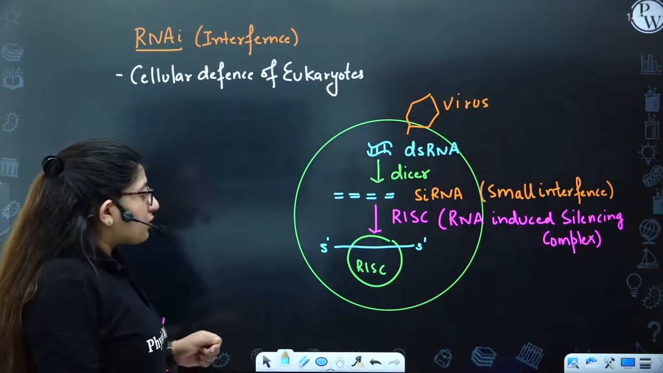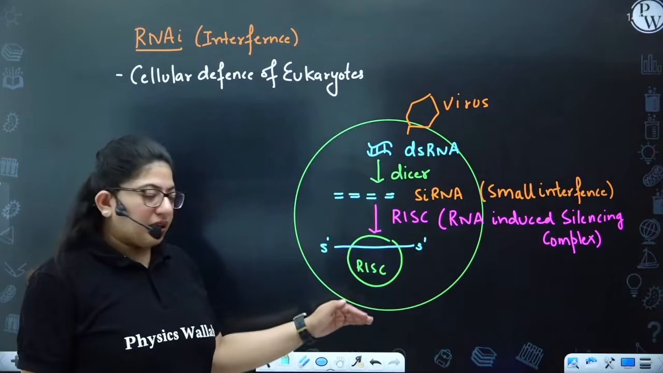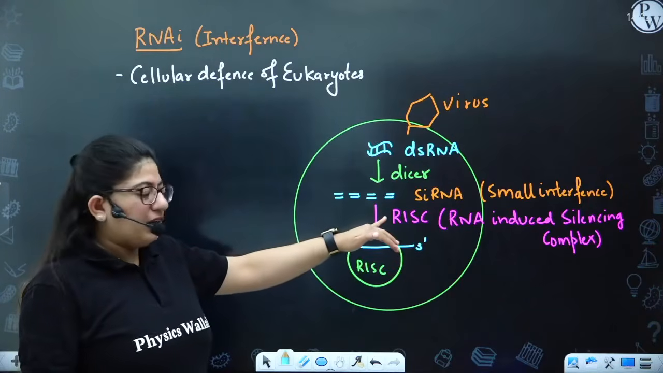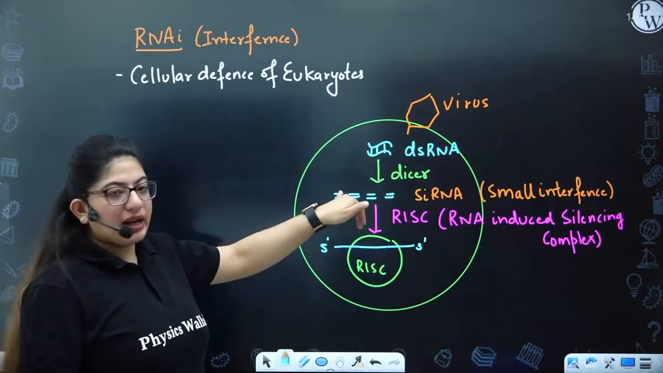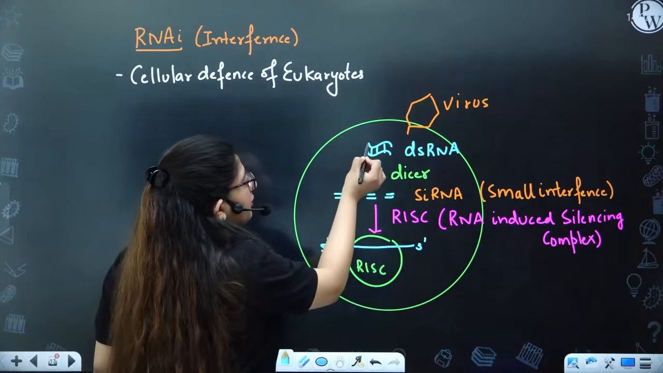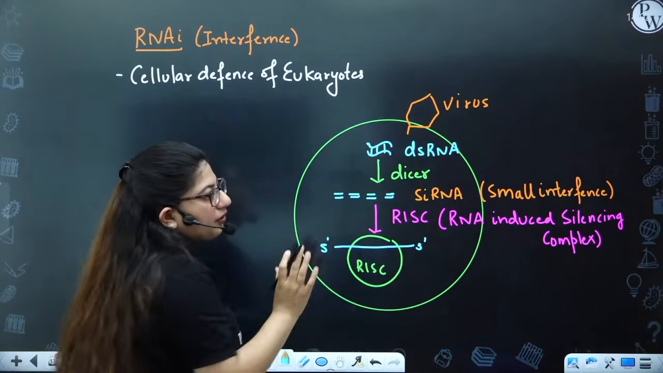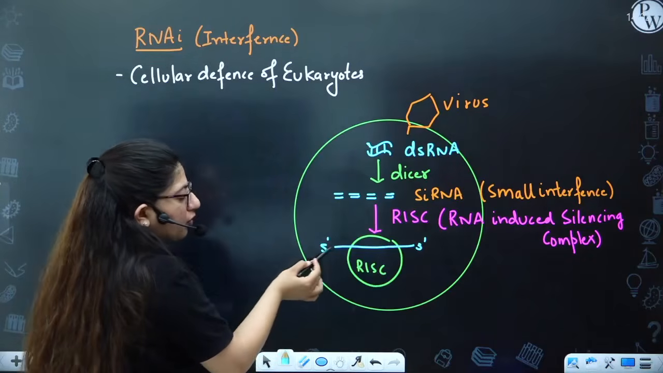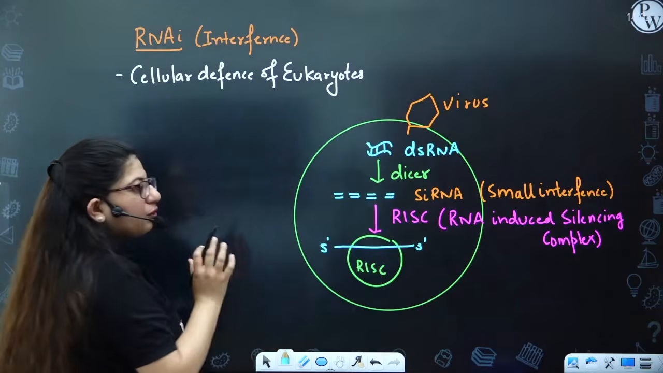Similarly, RISC will keep the 5' to 3' strand of the small interfering RNA, because we want to destroy the matching RNA. So wherever it finds a match, the complementary sequence, it will bind to it and kill it.